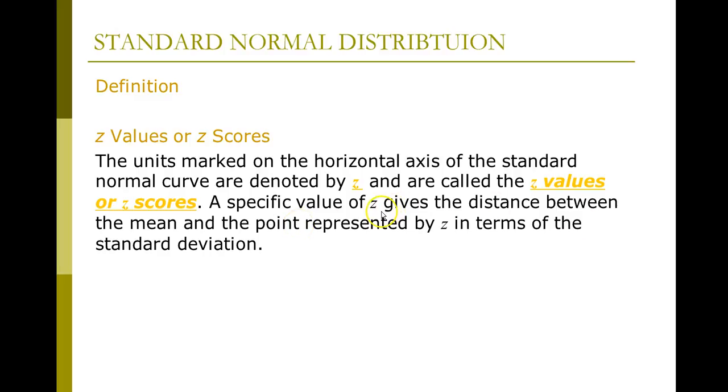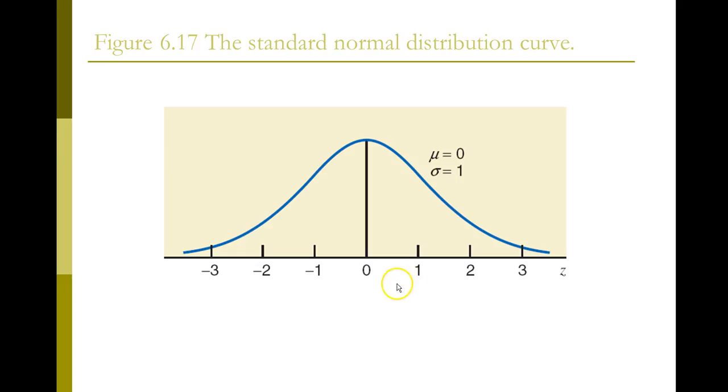Called the z-values. The specific value of z gives the distance between the mean and the point represented by z in terms of the standard deviation. So what they mean is that this 1 means 1 standard deviation from 0. This 2 means 2 standard deviations from 0. This 3 means 3 standard deviations from 0. This -1 means -1 standard deviation from 0, or 1 standard deviation to the left of 0. 2 standard deviations to the left of 0, and 3 to the left of 0.